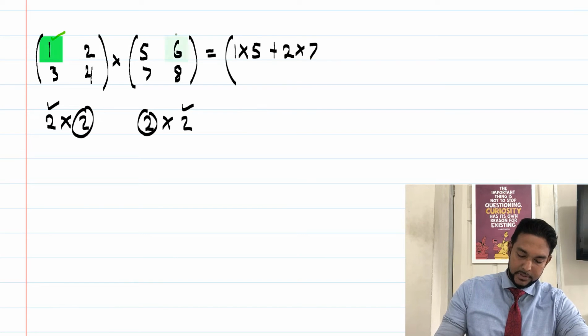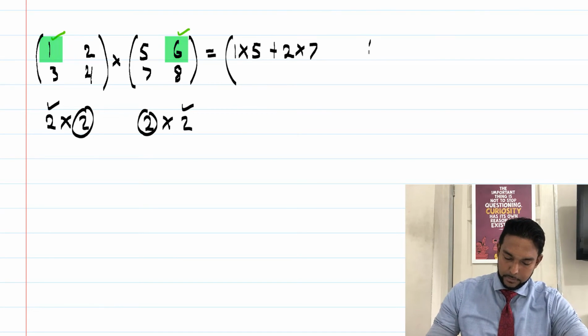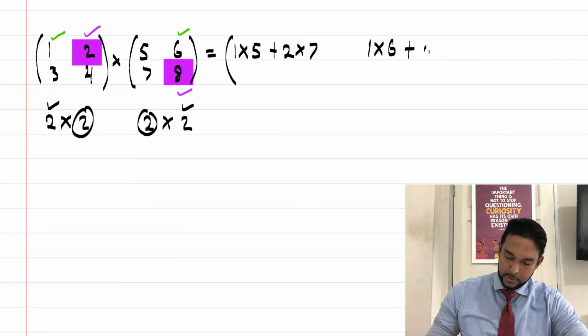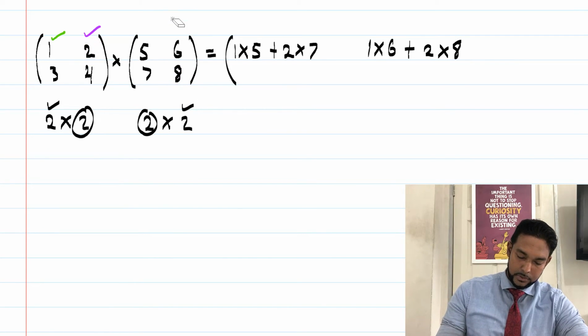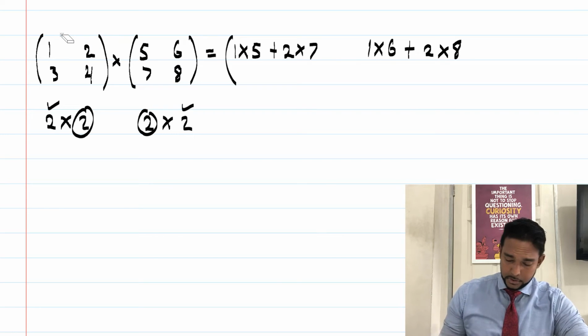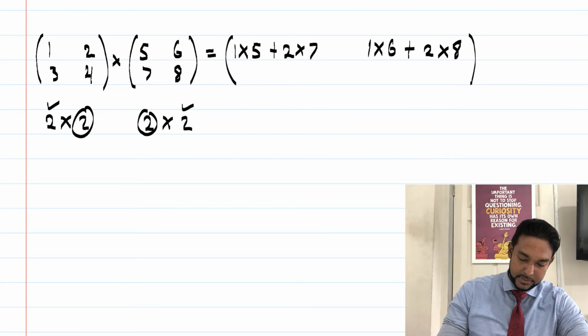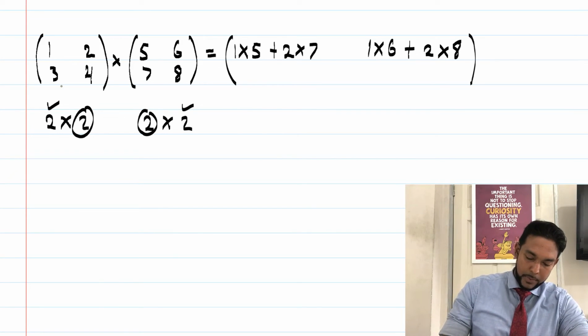So first element in that row by first element in that column, that'll give us 1 by 6. And then we're going to go with the second element in that row by the second element in that column, which will give us 2 by 8. All right, so we see we're multiplying entire rows by entire columns, and we multiply the corresponding elements as we go along. Okay, so now we're going to do second row and first column.